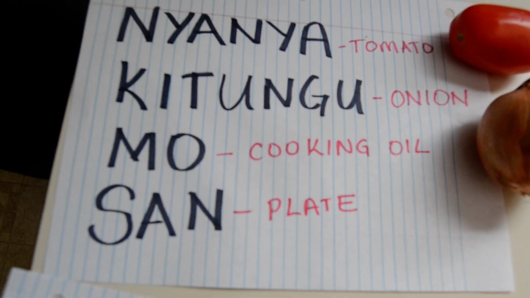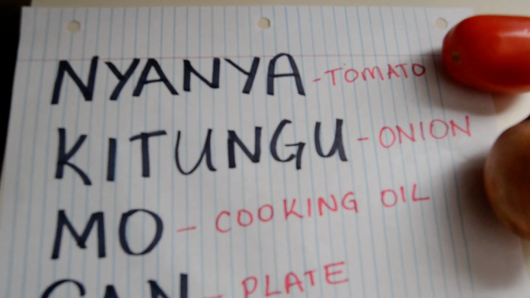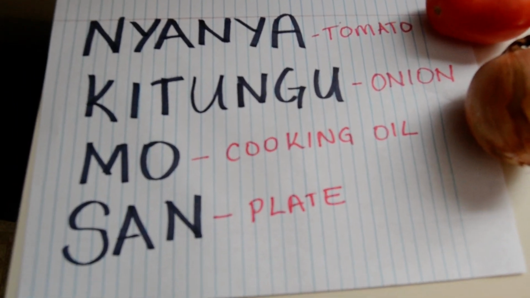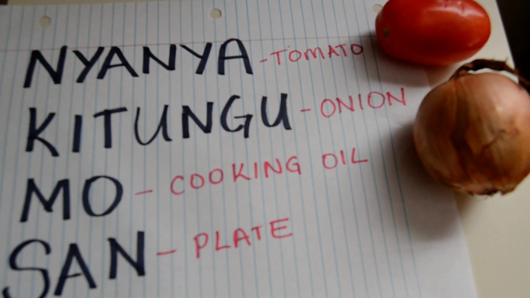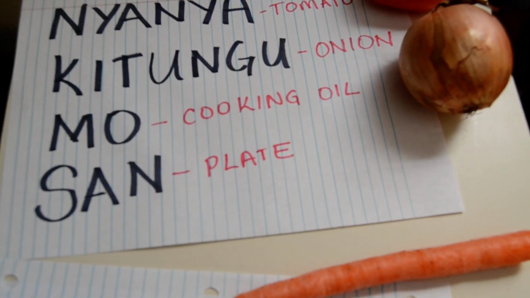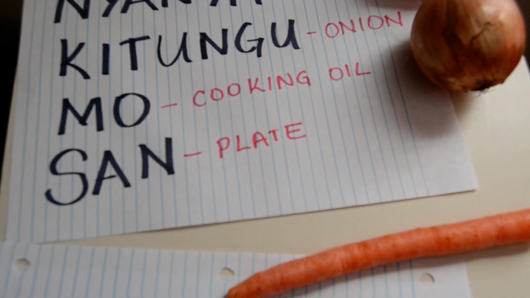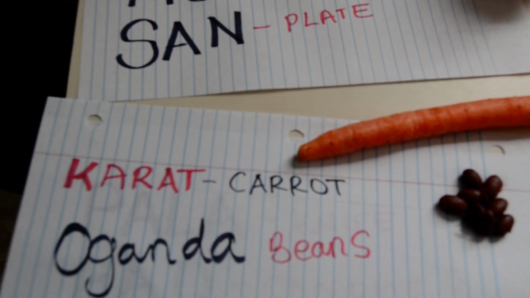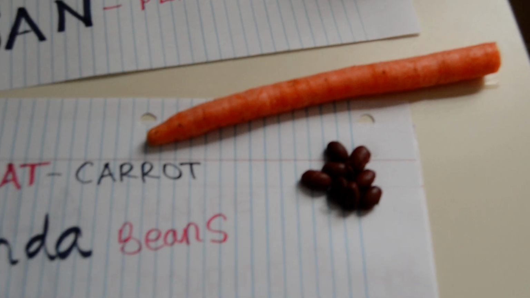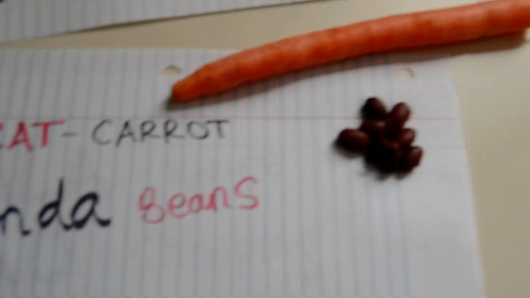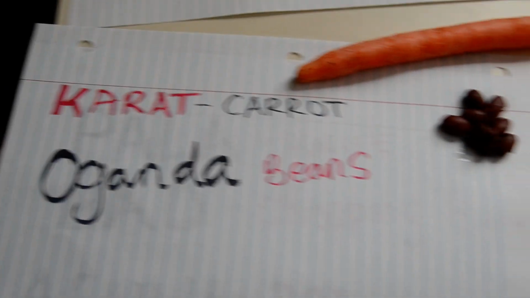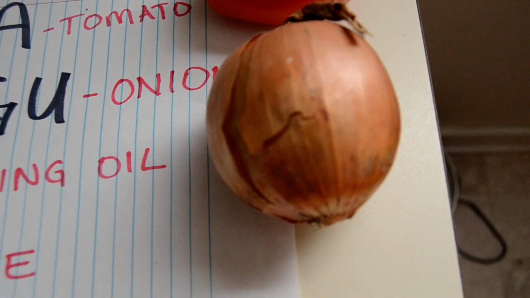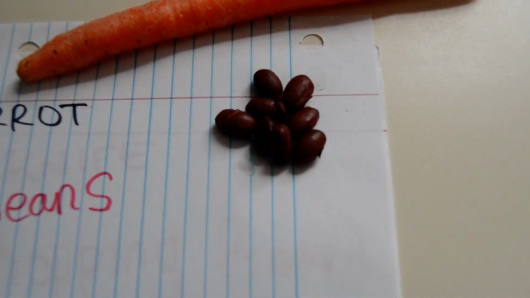So I'll just give you the names first because we'll be using these names. Tomato is called nyanya. Say nyanya. Onion is called kitungu. Cooking oil is called mo. Plate is called plate. Carrot is called carrot. And beans is called oganda. So nyanya, kitungu, carrot, oganda.